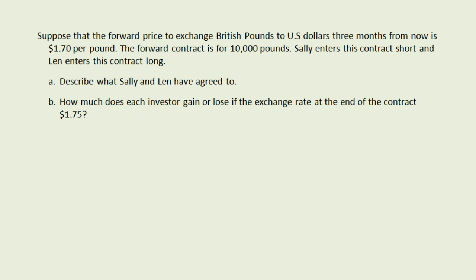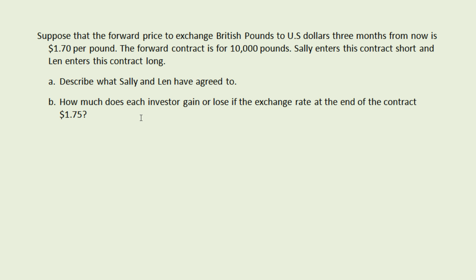So to figure out what's going to happen in the end here, it says how much does each investor gain or lose if the exchange rate at the end of the contract is $1.75 per British pound. This can be confusing if you try to use formulas to figure out who is gaining and who is losing. You can get the things reversed. And so I prefer to think about what has happened to determine who the winner is and who the loser is. If you have two people and one is short and one is long, there will be one winner and one loser. They'll have the opposite effect.